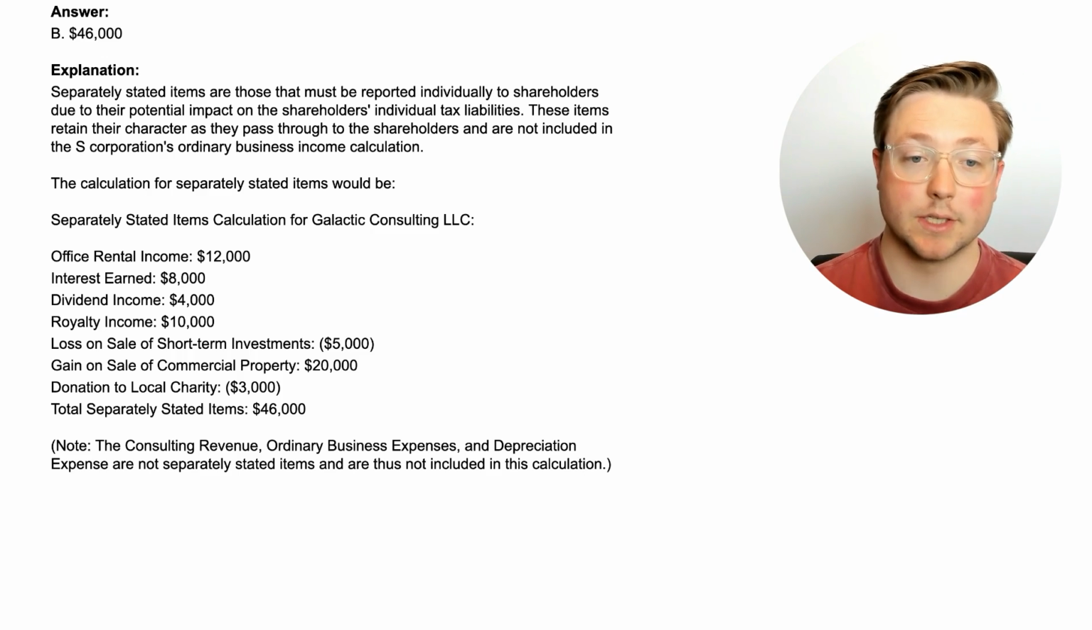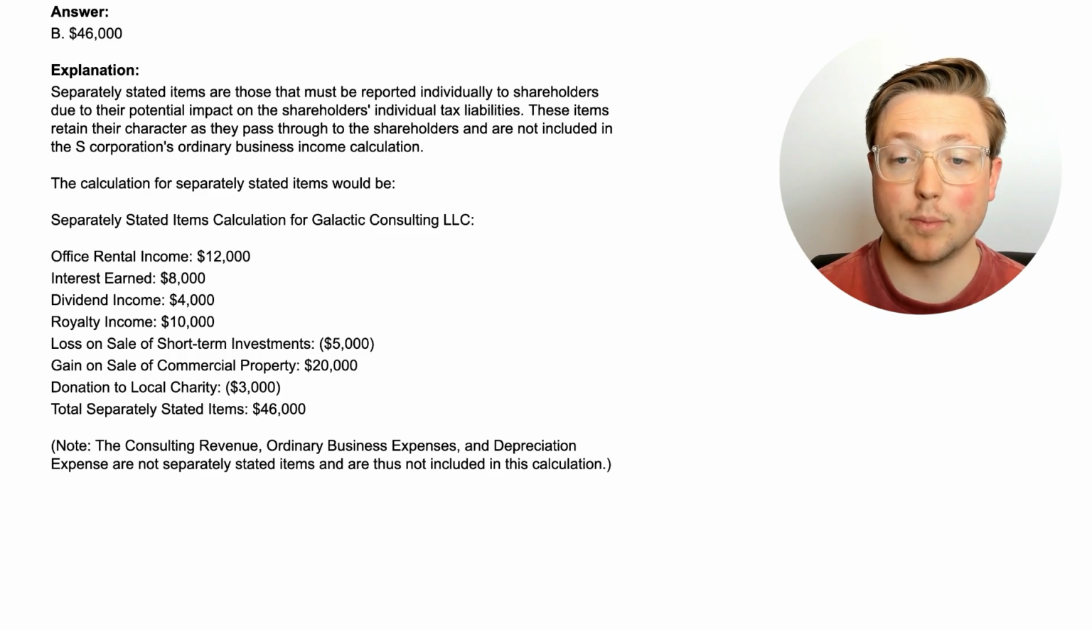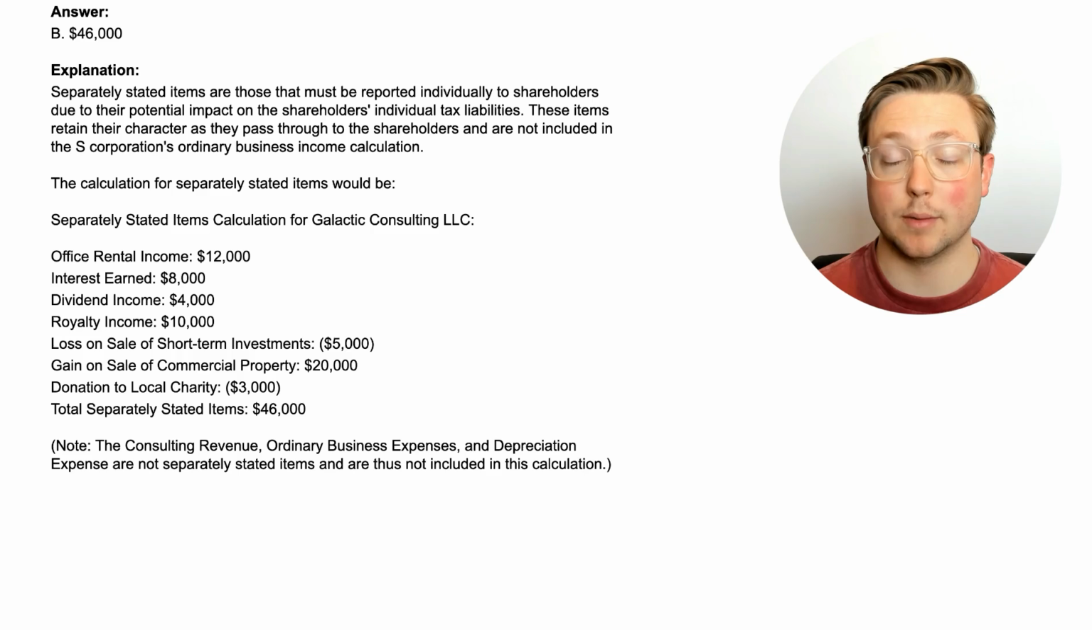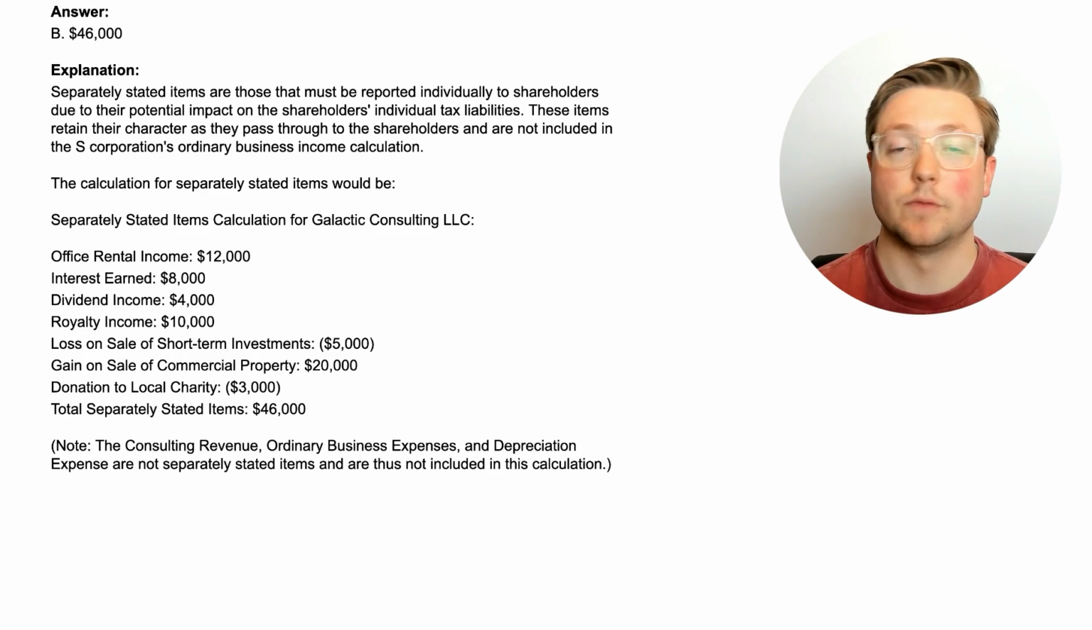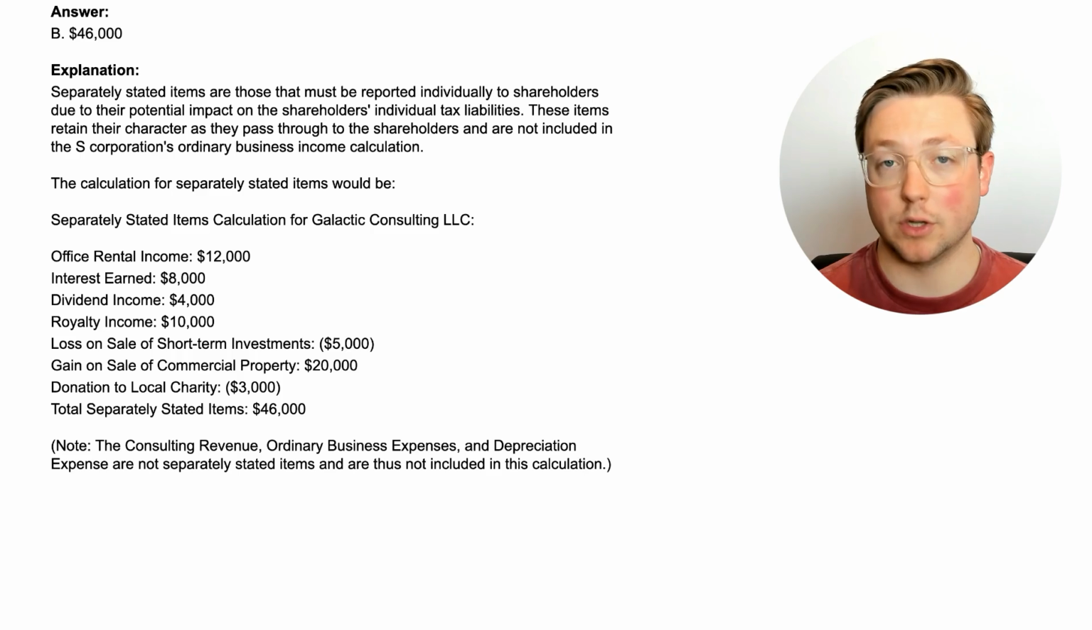So here's the explanation. Separately stated items are those that must be reported individually to shareholders due to their potential impact on the shareholders' individual tax liabilities. These items retain their character as they pass through to the shareholders and are not included in the S Corporation's ordinary business income calculation. The calculation for separately stated items would be, and then this is taking all the separately stated items and adding them up together. You wouldn't necessarily always add these items up together, but for this question we were trying to do that just to show you which items are separately stated and which ones aren't.